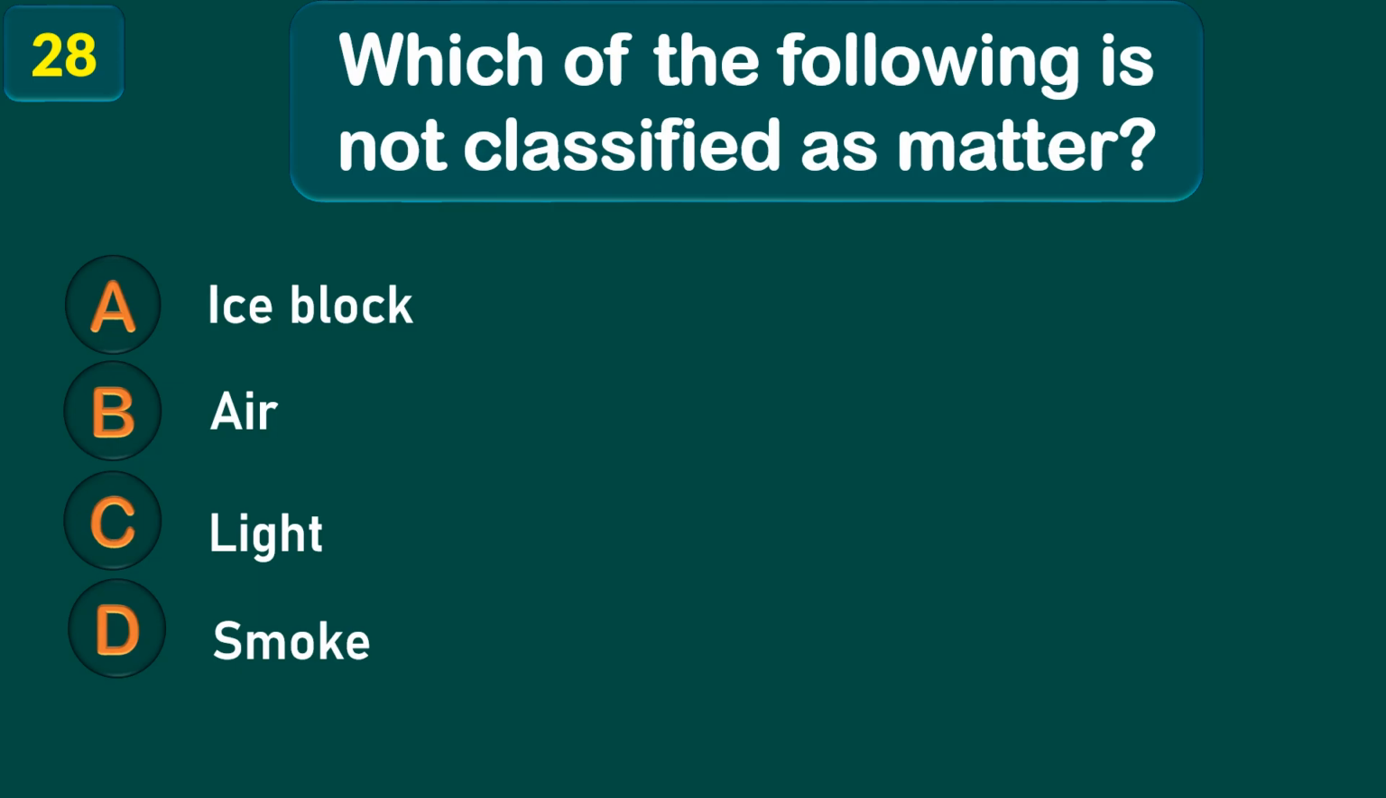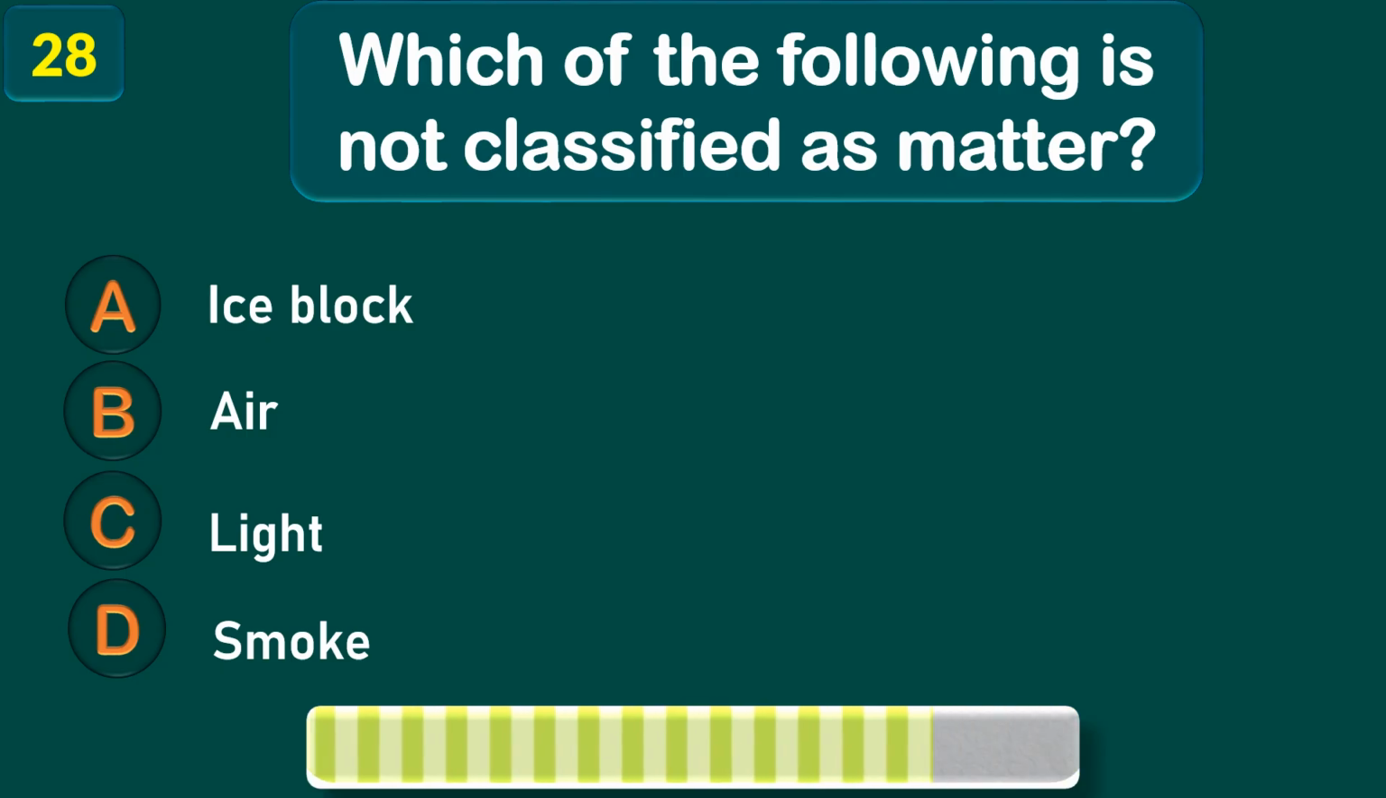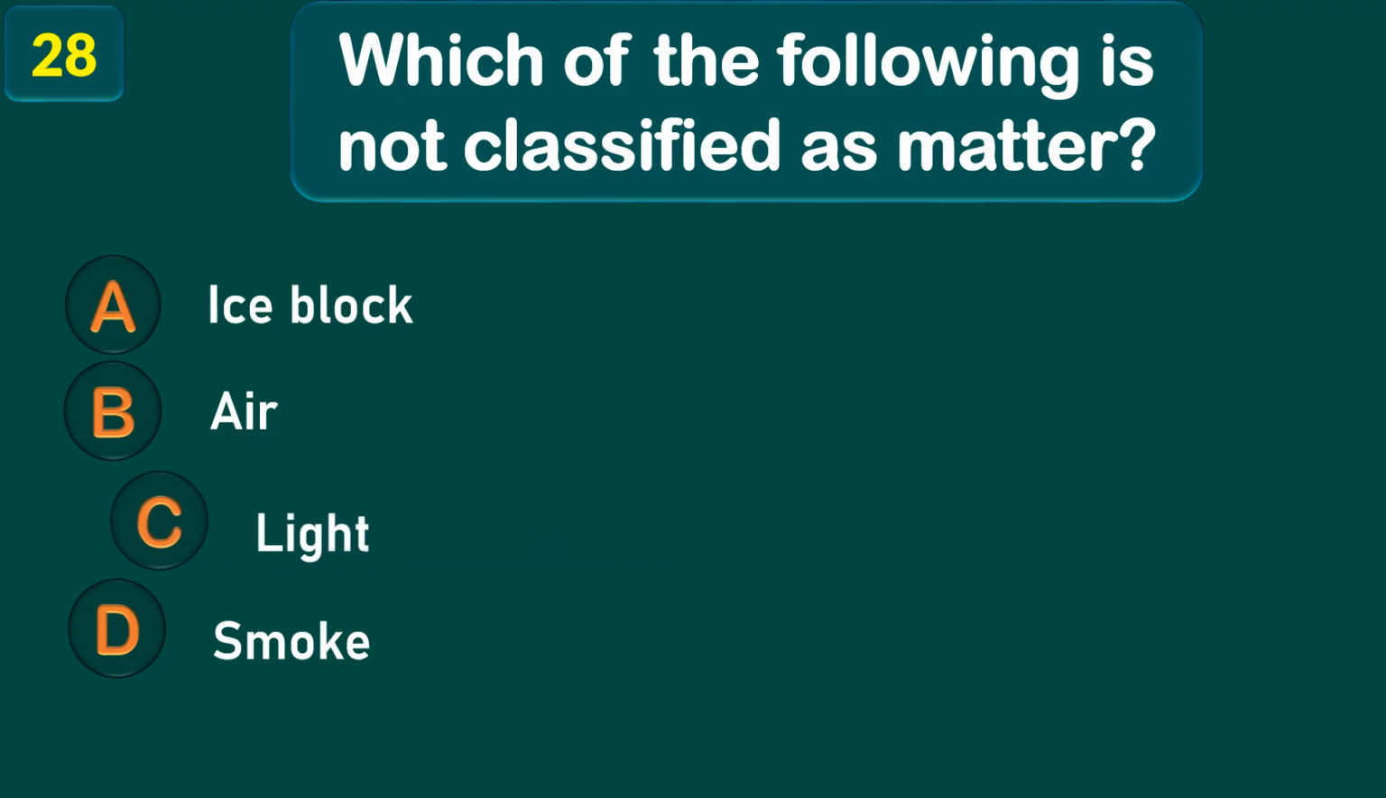Which of the following is not classified as matter? A. ice block, B. air, C. light, D. smoke. Answer: C. light.